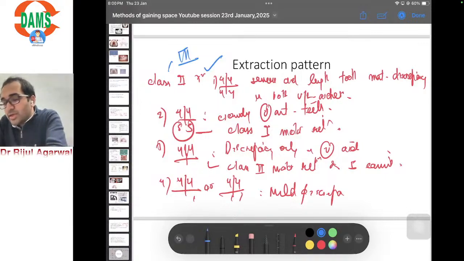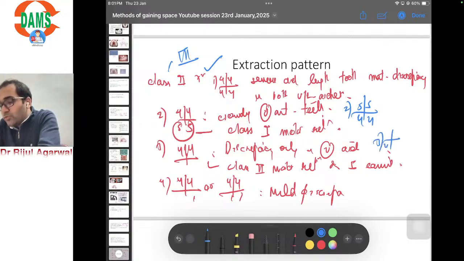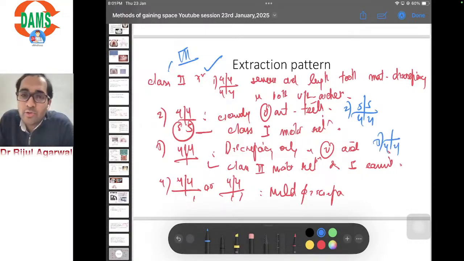Next, in class 3, the next scenario will be completely opposite. So upper 5 lower 4. So severe arch length tooth material discrepancy in the lower arch, and upper 5 so as to mesialize the upper molar so as to achieve class 1 molar relation. And third scenario would be lower 4 extraction, just to correct the lower tooth material discrepancy or lower incisor proclination.